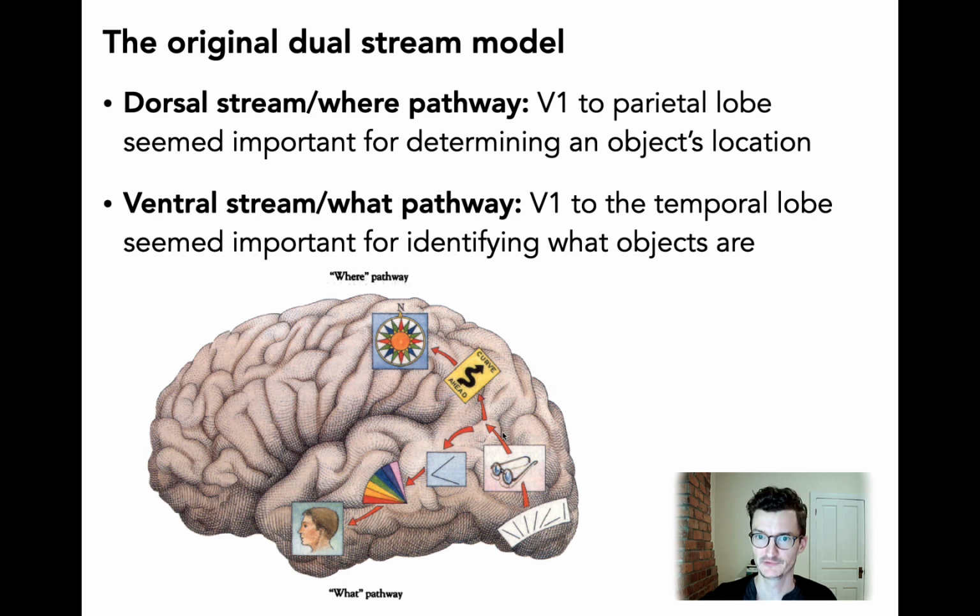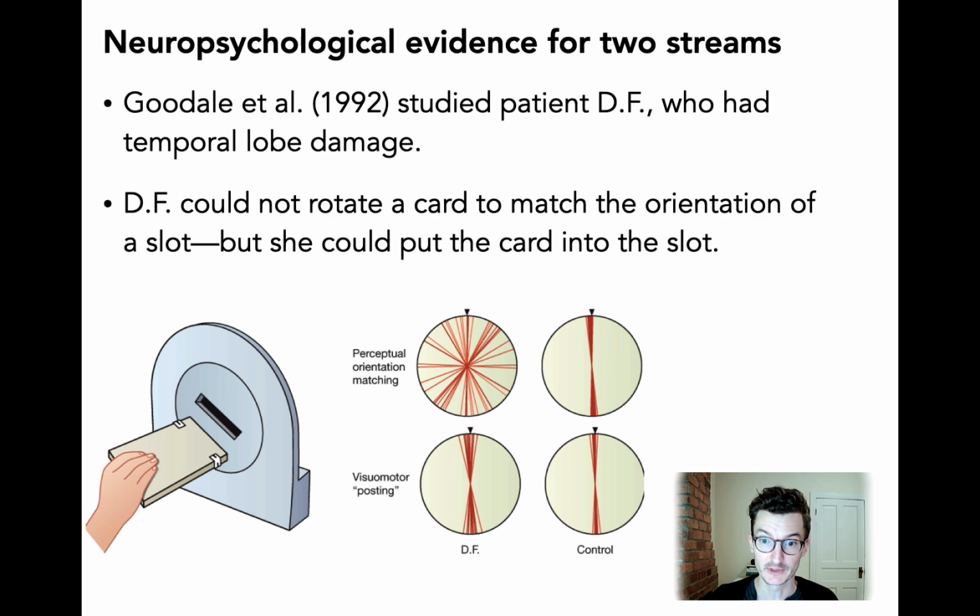Now, the study was done in an animal model. Do we see the same thing in humans? So we can look at patients who have had brain damage. And Mel Goodale, who's a professor at the University of Western Ontario, studied a patient named DF who had temporal lobe damage. And he famously had DF do what's known as the mail slot task. In this task, you're shown a mail slot at different angles, and you simply have to say or match what angle it's at.